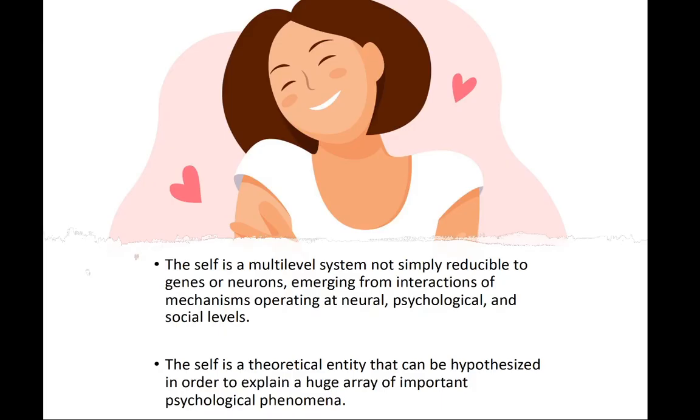Now, borrowing the definition of social psychology as it defined the self, it says that it is a multi-level system, not simply reducible to genes or our neurons, meaning we cannot just deduce our being into the physical aspects of ourselves, but rather it is an emerging entity from interactions of the mechanisms operating at the neural level, or the different functions of our brain and its chemistry.